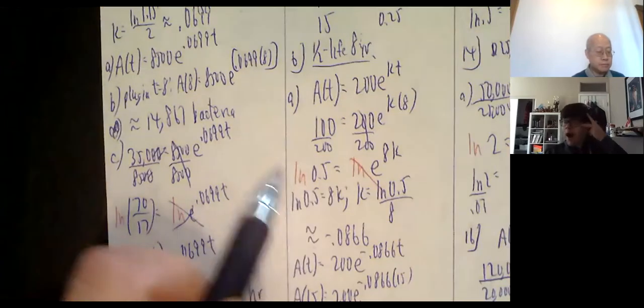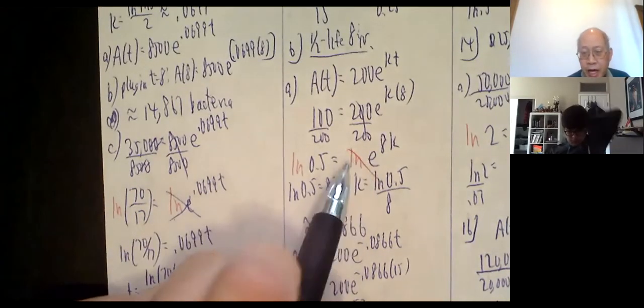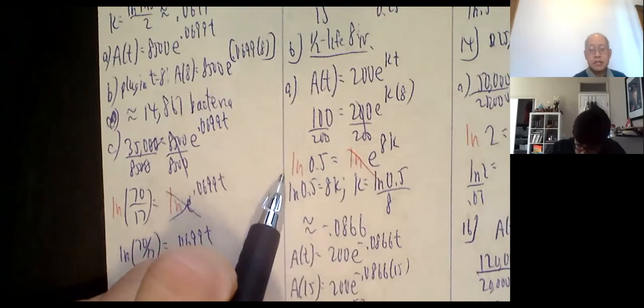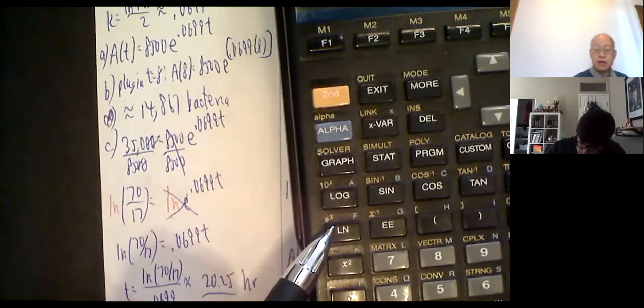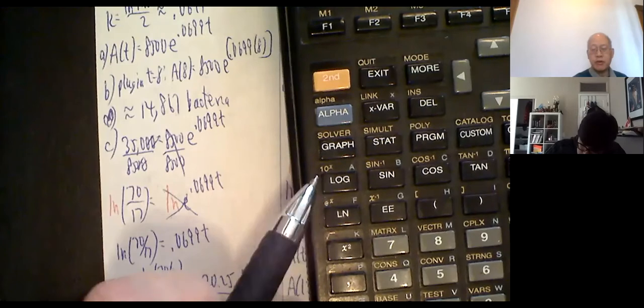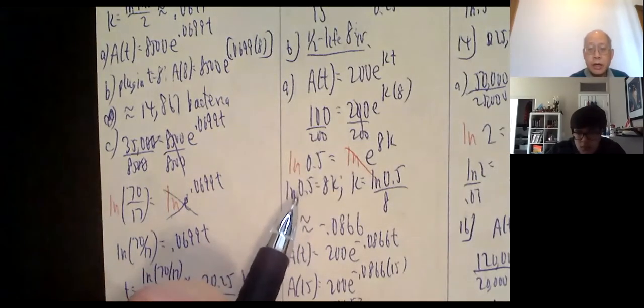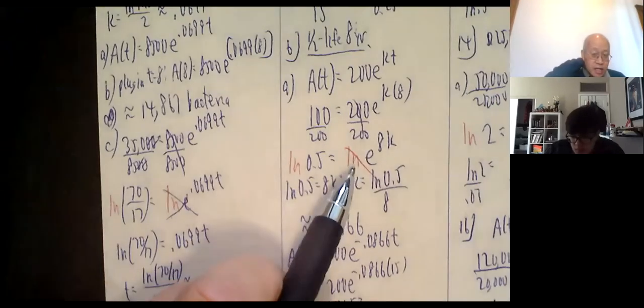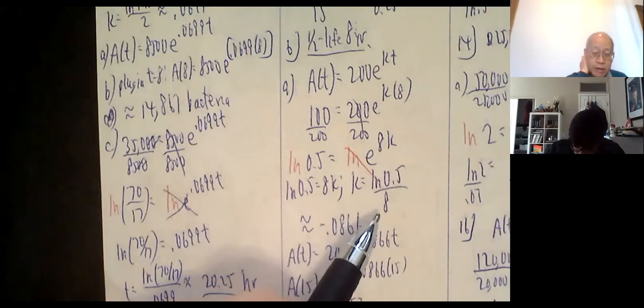So 0.5 equals e to the 8k, ln. See, after a while, you just do the same stuff. Okay, a lot of ln and e, right? Which means we're not going to do log or 10 to the x very much right now. It's almost all ln and e. Okay, so ln 0.5 is 8k. After the ln and e cancel out, divide both sides by 8. K is ln 0.5 divided by 8.